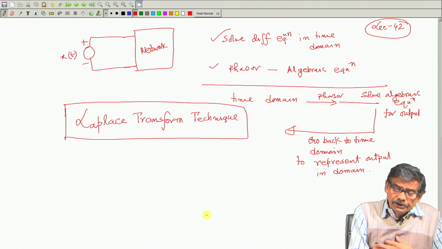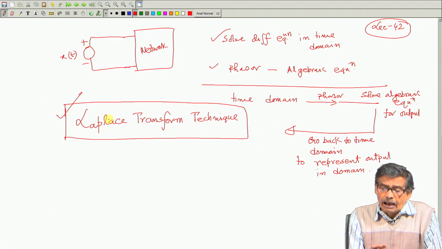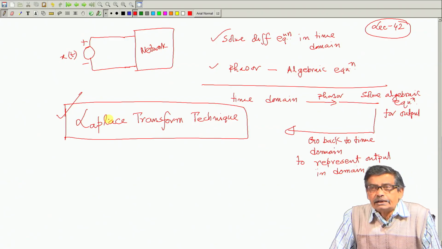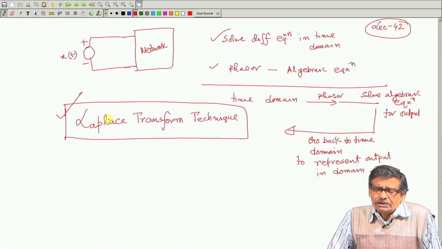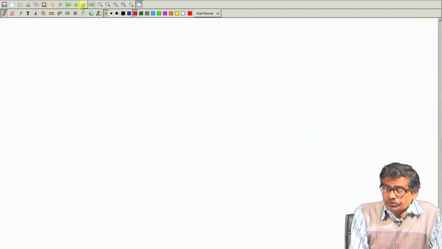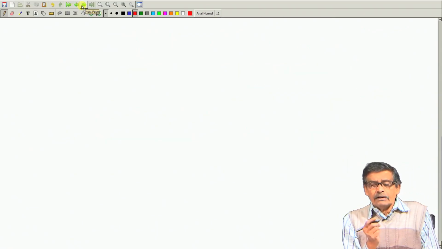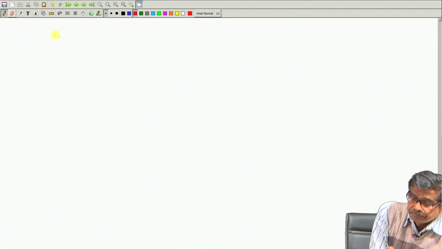Now, therefore, we plan to tell you how to apply this Laplace transform technique to solve circuit problems, or in other words to solve differential equations. That is the whole idea. Now, before we go to this Laplace transform, I will tell you something about signals.